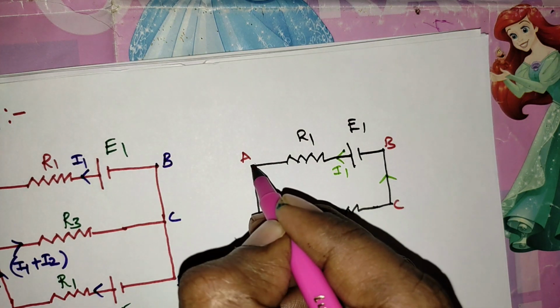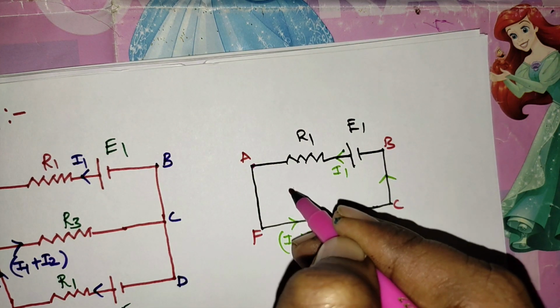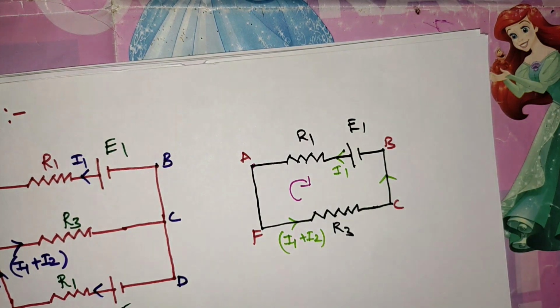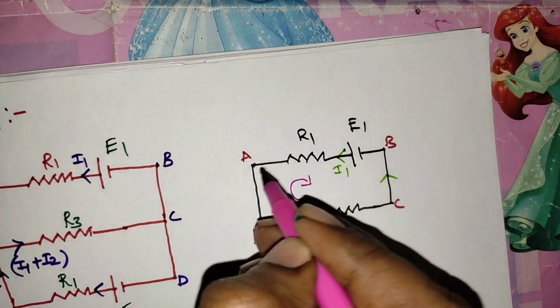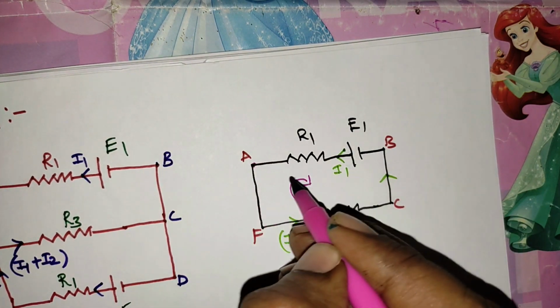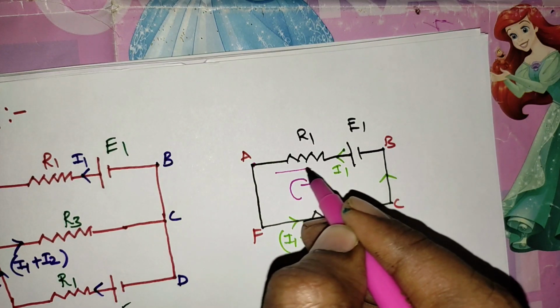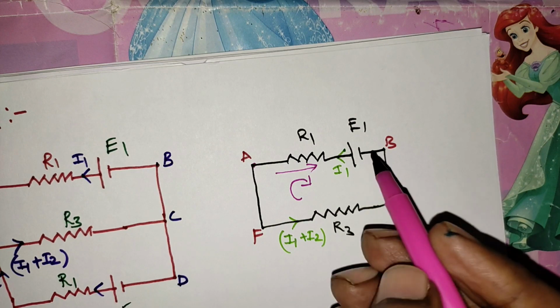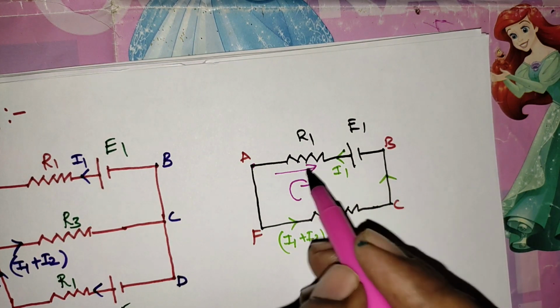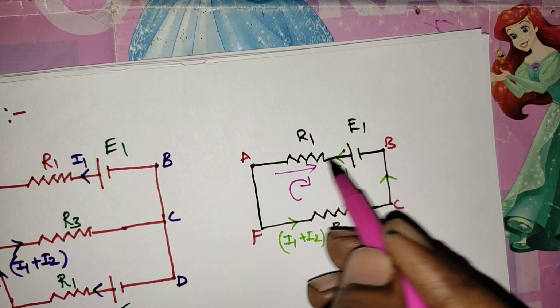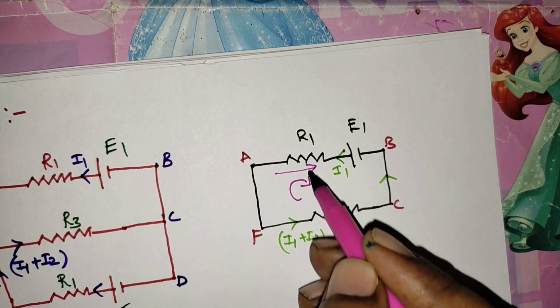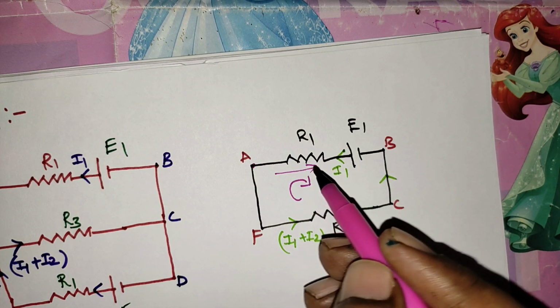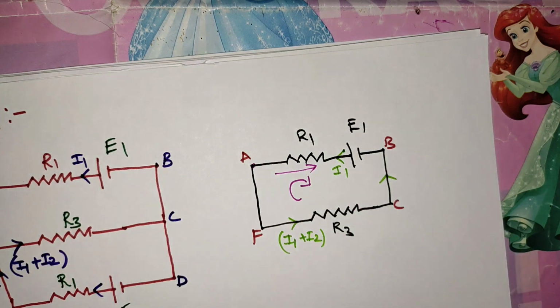Now I'm going to start. In this loop, I'm going to travel in the clockwise direction. I'm going to start at point A. If I take this point A here, this is the loop direction, this is the current direction. So the loop direction, this is the path direction. If we take the current I1, it is traveling in the opposite direction. Both are traveling in the opposite direction. So what we know, we can take positive. So I'm going to write I1 R1.